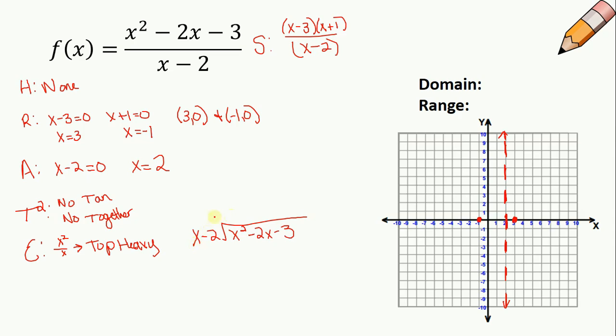So something times x needs to give me x squared, so it must be an x. So let's multiply here. And everything's canceling out. Get -3 there. Well, that's got to be the remainder. So the equation of my slant asymptote is y equals x.